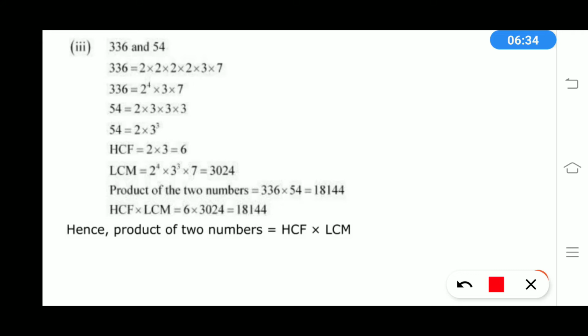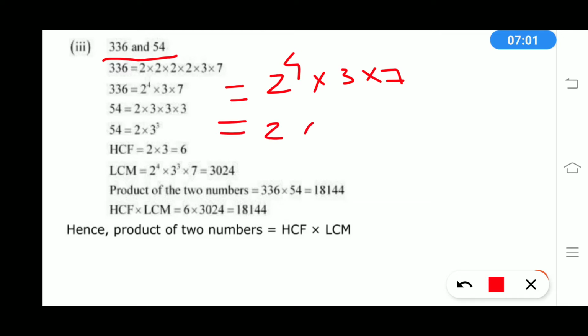336 and 54. Okay, so 336 equals 2 into 2 into 2 into 2 into 3 into 7, that's 2 to the power 4 into 3 into 7, and 54 equals 2 into 3 into 3 into 3, that's 2 into 3 cube.